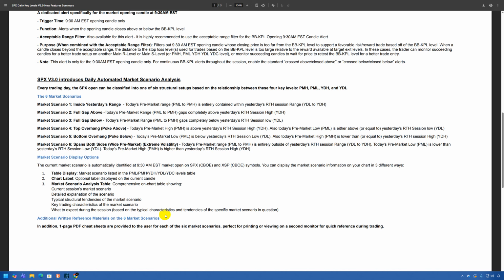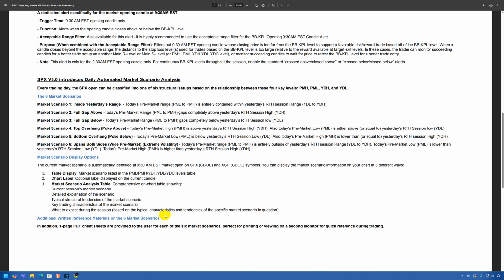Third, you can display the complete full market scenario analysis table. This is a large, comprehensive on-chart table which you can enable, which shows today's current market scenario, a detailed explanation of today's market scenario, typical structural tendencies of the particular market scenario in question, key trading characteristics of the market scenario, and it also displays what to expect during the session based on the typical characteristics and dominant tendencies of the specific market scenario in question.